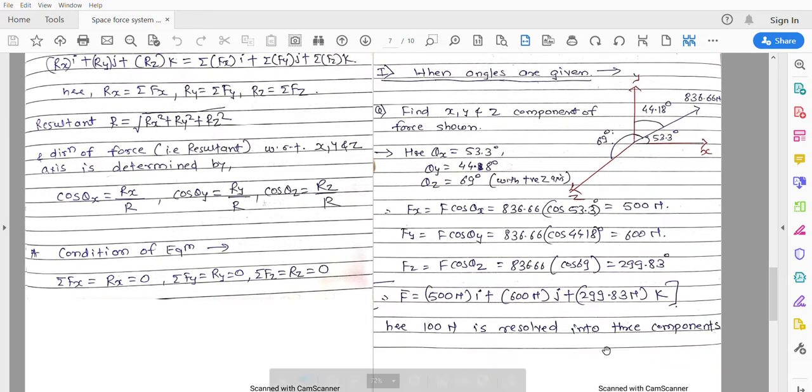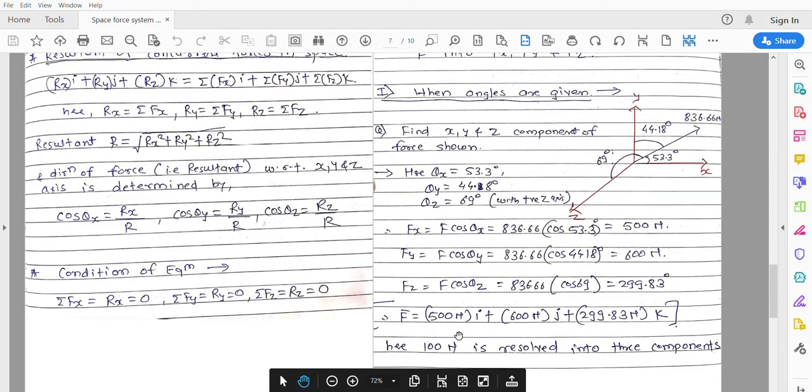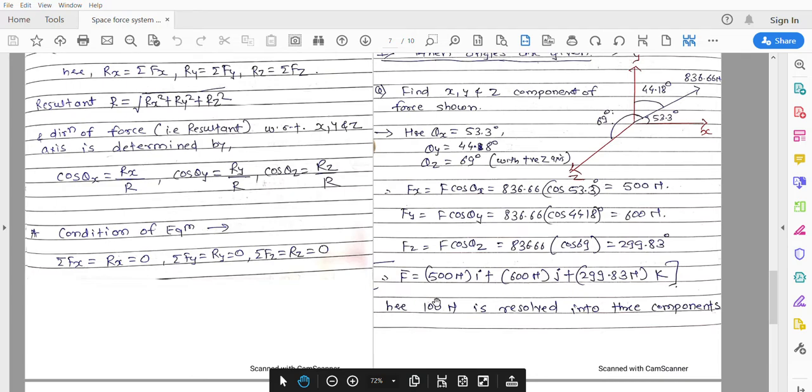So that's how this 836.66 Newton force is resolved into three components. This particular line is wrong. Forget this line. By mistake I have written this.